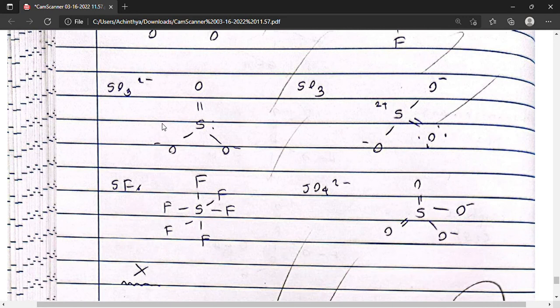This is what the sulfite ion looks like. This is what the sulfur trioxide looks like. This is what sulfur hexafluoride looks like, and this is what the sulfate ion looks like.